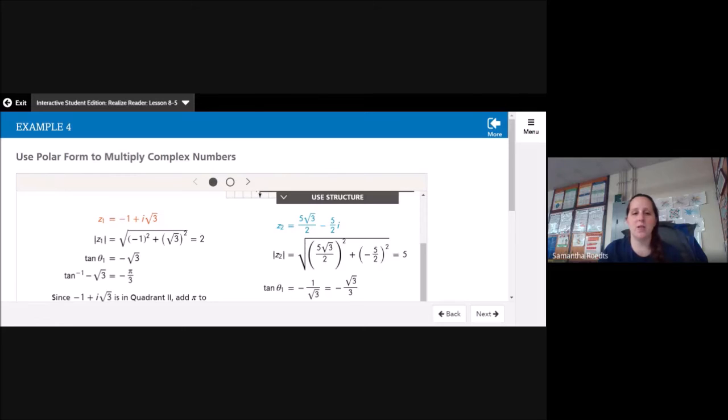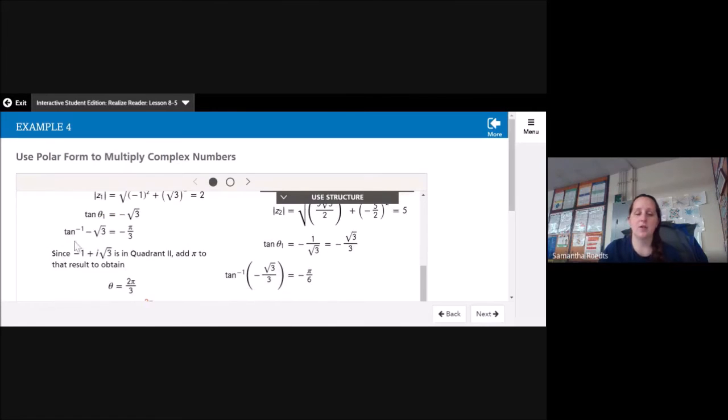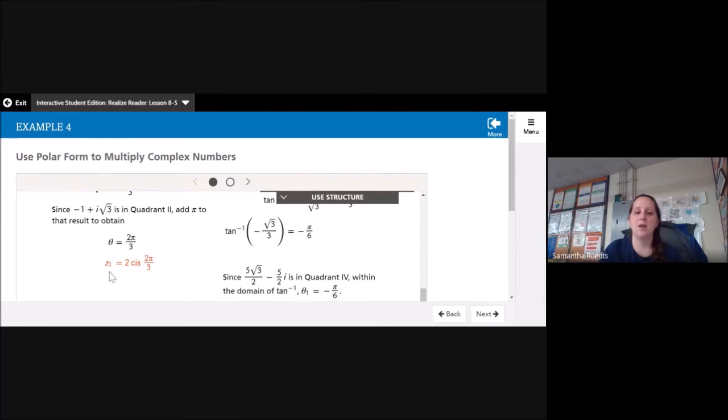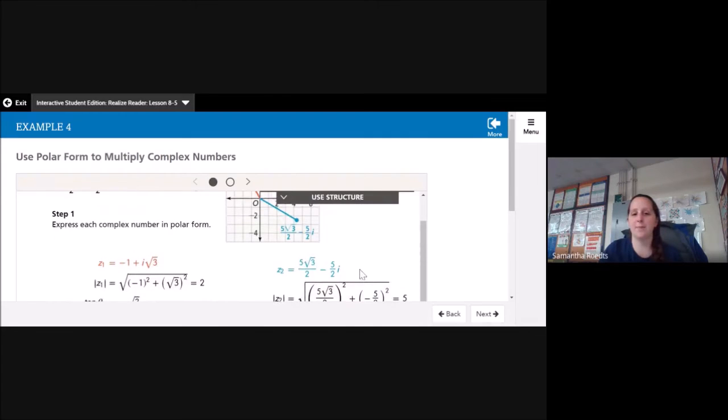So again, I square each of these. Negative 1 squared is 1. Square root of 3 squared is 3. So that's 1 plus 3, which equals 4. Square root of 4 is 2. The tangent theta equals negative square root of 3, so the inverse tangent of negative square root of 3 equals negative pi over 3. Since negative 1 plus i square root of 3 is in quadrant 2, I add pi to the result to obtain 2 pi over 3. So 2 cis 2 pi over 3.